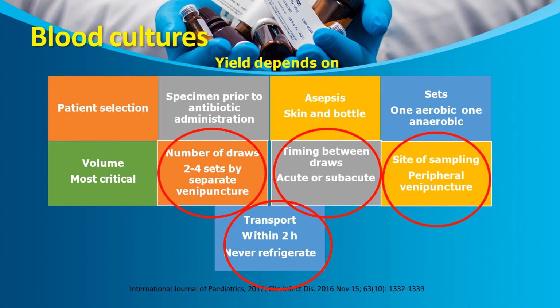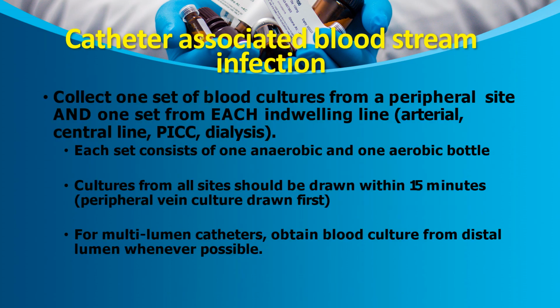Then the yield also depends upon the number of draws, the timing between draws, the site of sampling, and the transport time. Collect one set of blood cultures from a peripheral site and one set from each indwelling line, such as arterial line, central line, PICC, dialysis. Each set consists of one anaerobic bottle and one aerobic bottle. Cultures from all the sites should be drawn within 15 minutes. For multi-lumen catheters, obtain cultures from the distal lumen whenever possible.